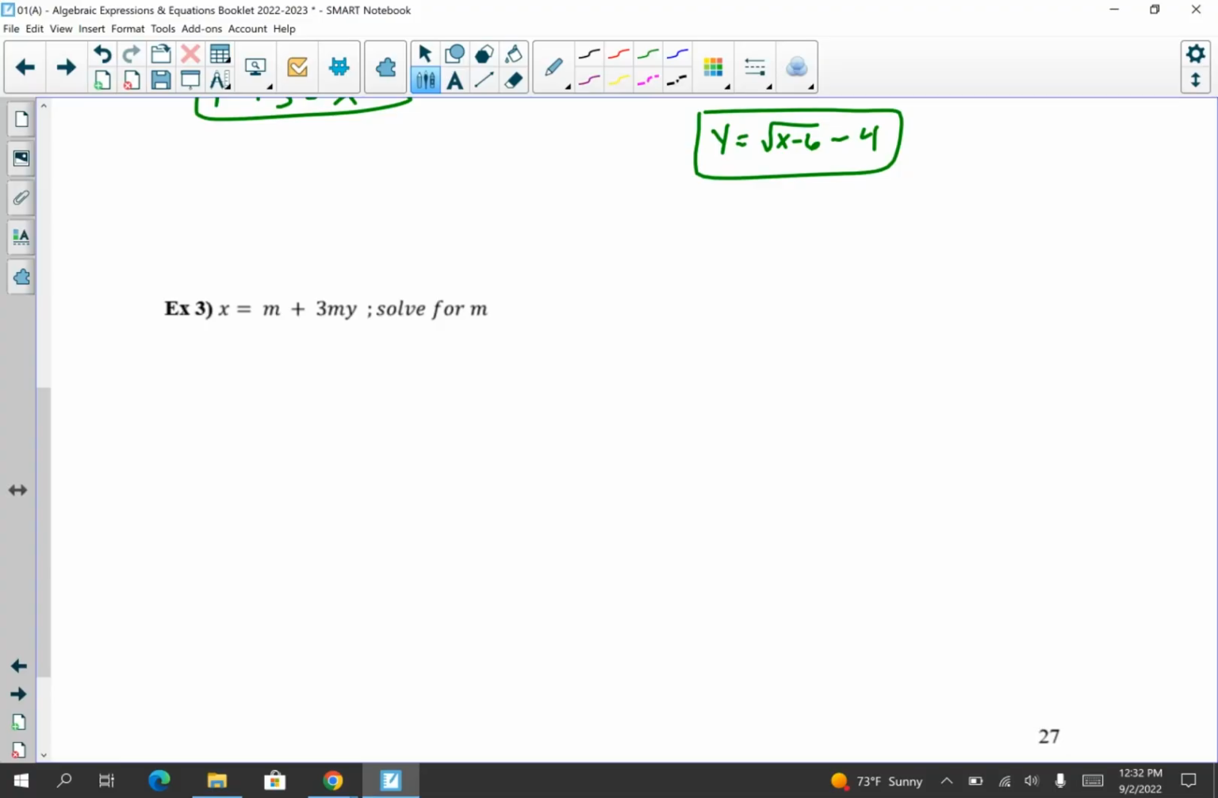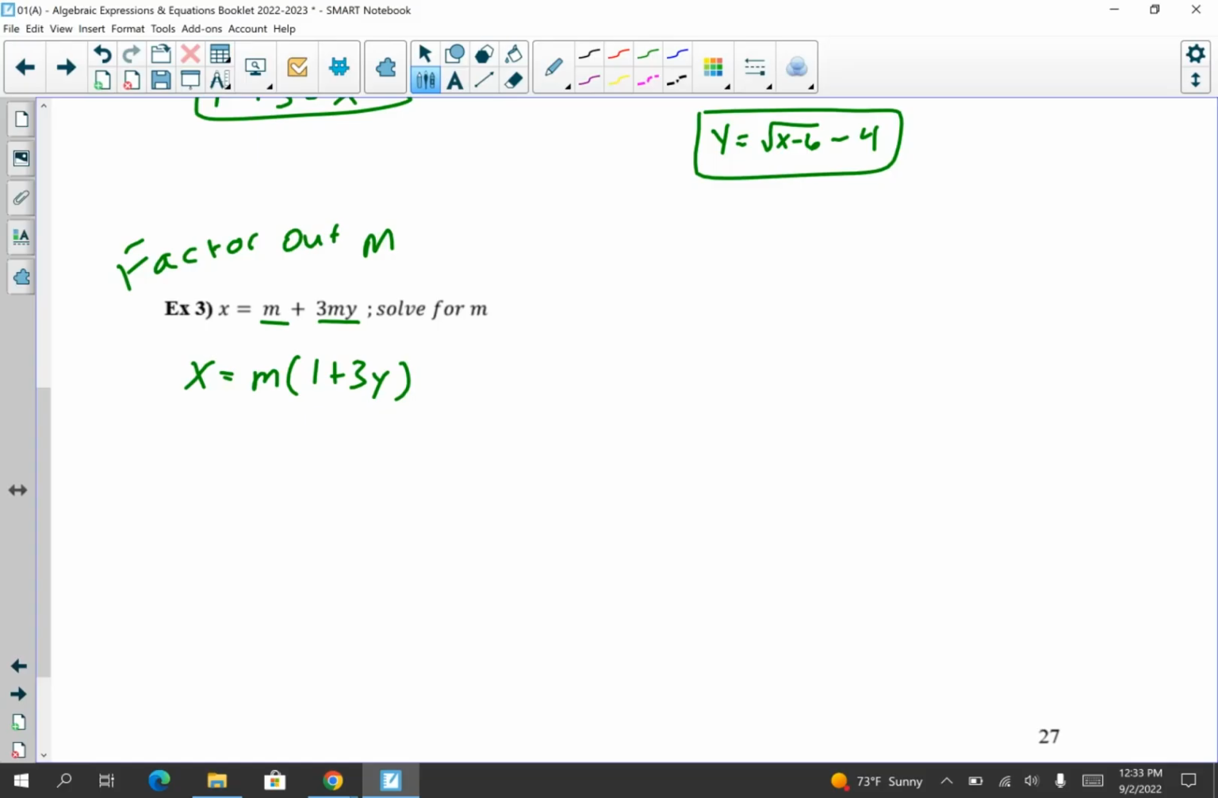So really what we need to notice is that each one of these terms on the right side has an m, meaning that the m is a common factor. So we can factor out the m from both of those terms. And we just do that on the right side. It's just rewriting it as an equivalent expression in a different format where we factored out the m. So that's going to be x equals m times 1 plus 3y.